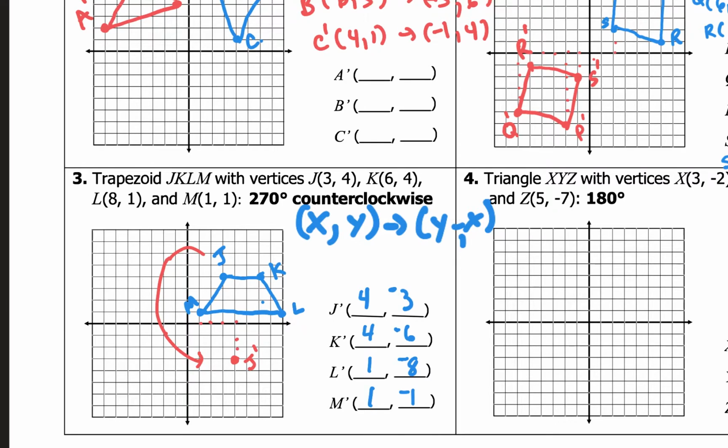K prime, it's going to be 4, negative 6. 1, 2, 3, 4, 1, 2, 3, 4, 5, 6. So that's K prime. 1, negative 8. We have 1, 1, 2, 3, 4, 5, 7, 8. So that one will be L prime. And then I prime is going to be 1, negative 1. That's I prime. So here's my trapezoid, and it's been rotated 270 degrees. And the center of rotation is the origin.